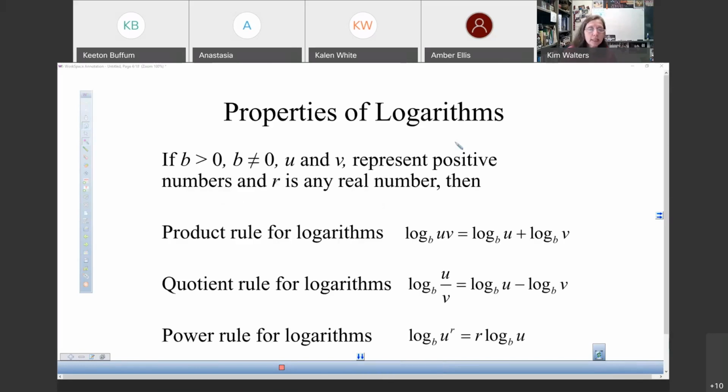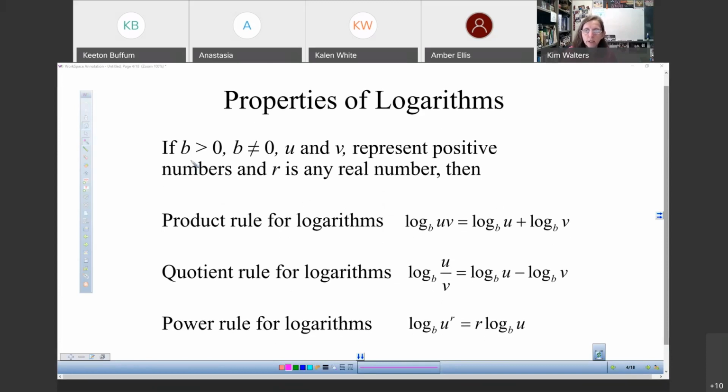So first things first, these are just reminders about logarithms: our base for our logarithms has to be a positive number, it can't be 0, it's not going to be 1 either, and whatever we're taking the log of, in this case our u and v, also has to be a positive number, okay?